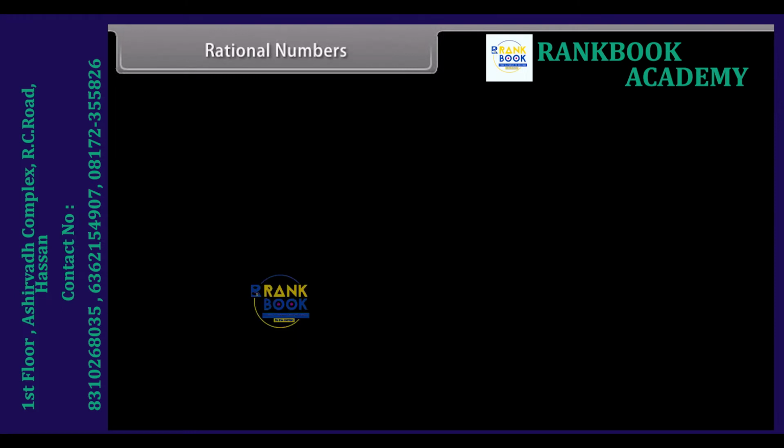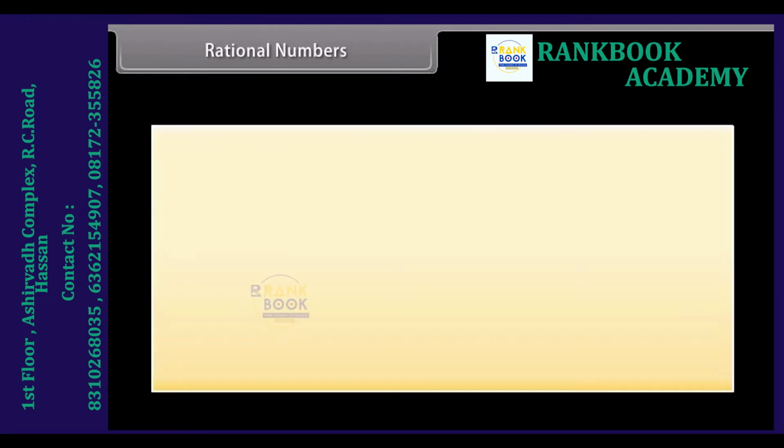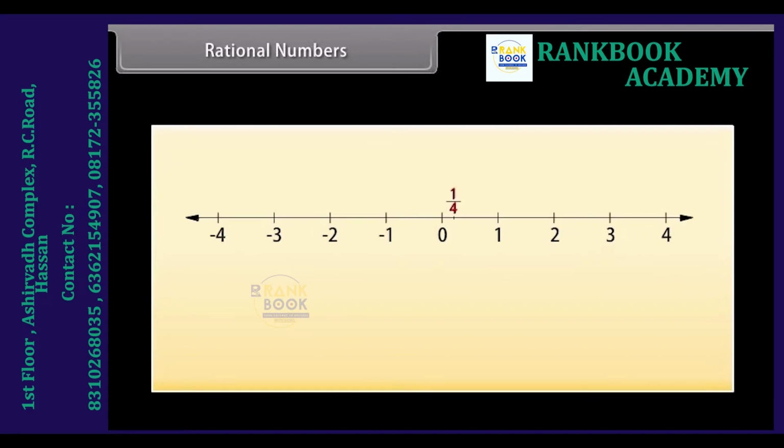Rational numbers. Now if we see between the numbers 0 and 1 or 1 and 2, we will see numbers like 1/4, 3/4 and so on. The collection of these numbers is called rational numbers. Rational numbers are denoted by the symbol Q.